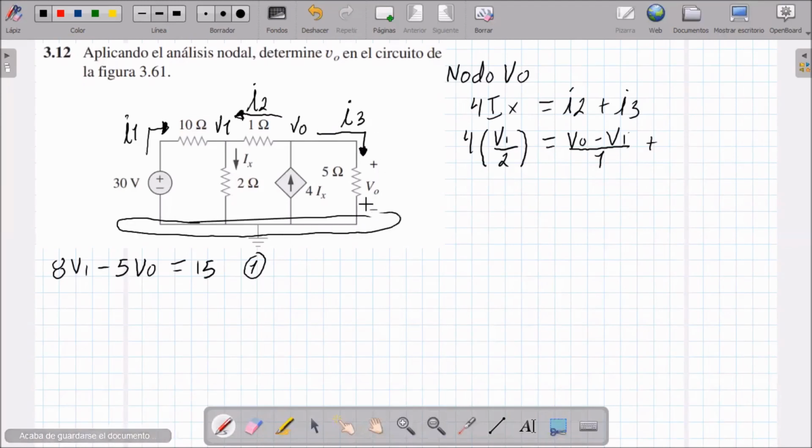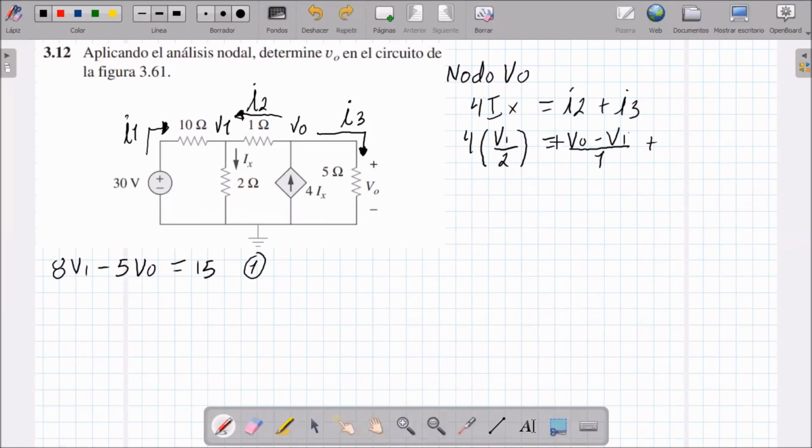In this node let's remember that the tension is 0. It says that it is 0 over 5. That's the current. This is the current N2. And this is stream. Well, then by applying this I am going to obtain that here I would have 2 V1 equal to 0 minus V1 divided by 1, the same variable, plus 0 over 5.